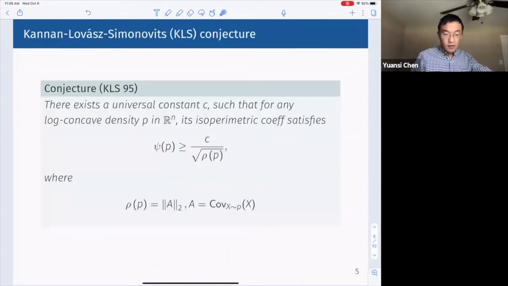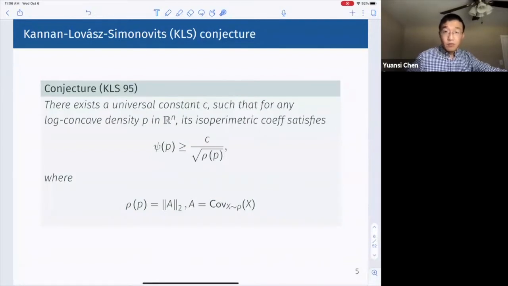Okay, and then the Kannan-Lovasz-Simonovits conjecture stated in 95 says that you have some kind of universal lower bound for the isoperimetric coefficient of any log-concave density. And here you have to do some kind of normalization. It's a constant divided by some normalization for this log-concave density. The normalization is exactly the square root of the spectral norm of the covariance of the density.